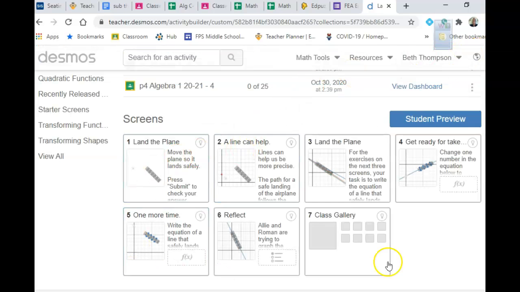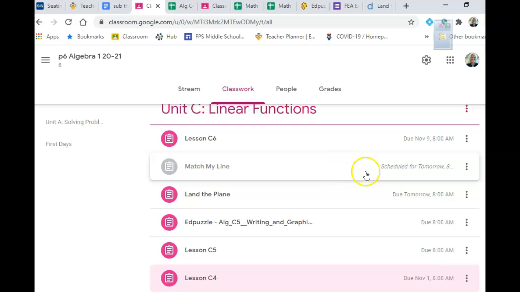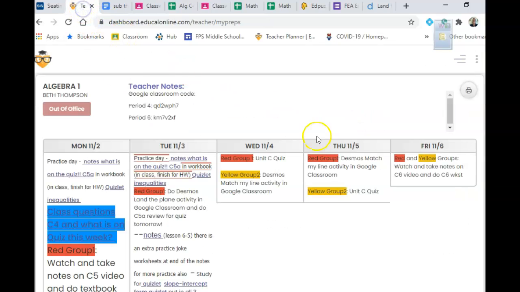So that is the fly the plane activity. It's 7 little screens. It shouldn't take you more than 10 minutes. So when you look at Google Classroom and you're like, what? This is due tomorrow too? So the Match My Line is scheduled, and it's going to be introduced on Thursday. It's again not due till like Friday, okay? C6, you are going to be doing that. You're going to be watching the video Friday. Friday is a school day, even though you are personally not here, right?